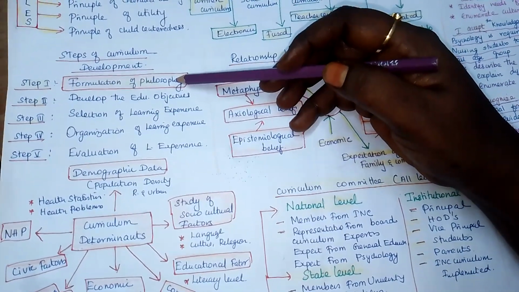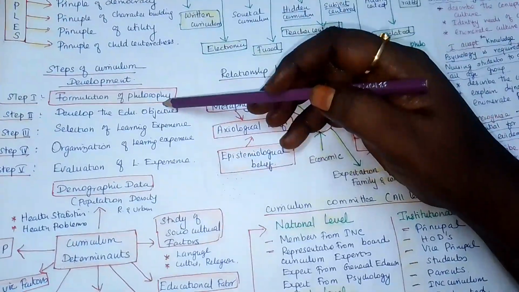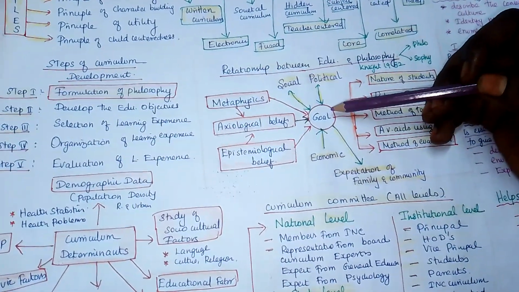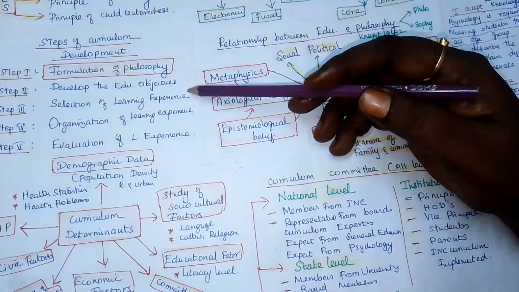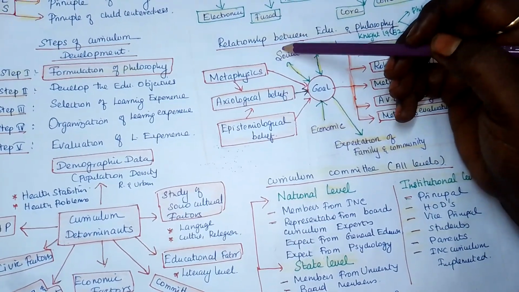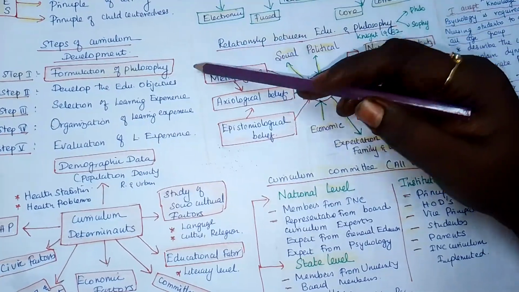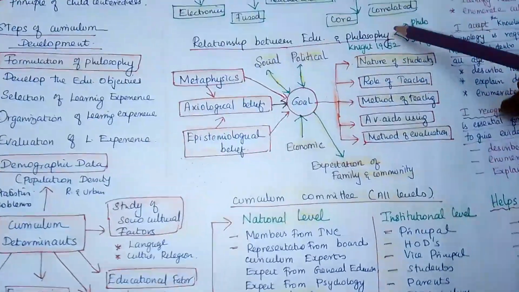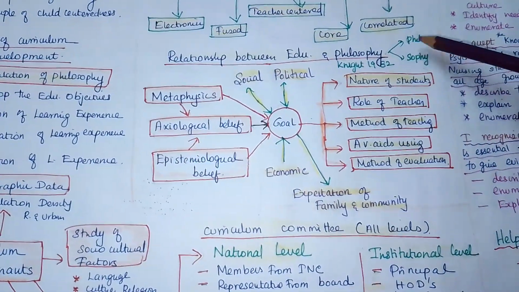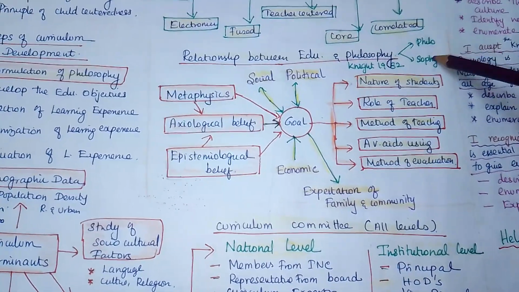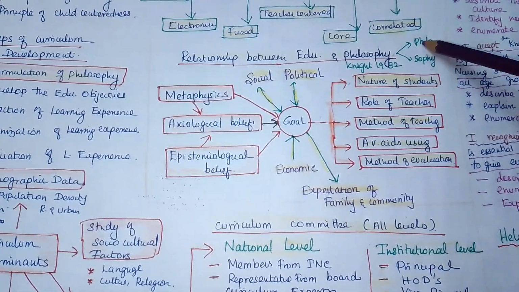The first step of curriculum development is called the formulation of the philosophy. What is called a philosophy? What is the relationship between philosophy and education? Why is it important? What is the meaning of philosophy? Philosophy: philo and sophia. Philo means searching, and sophia means wisdom. Searching for wisdom is called philosophy.